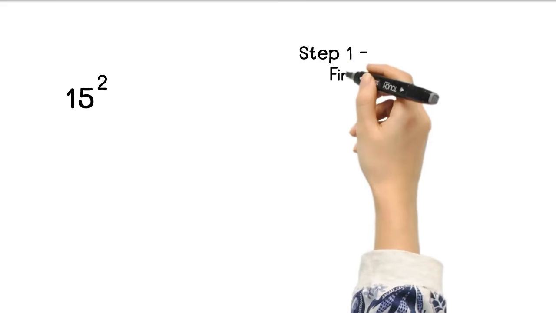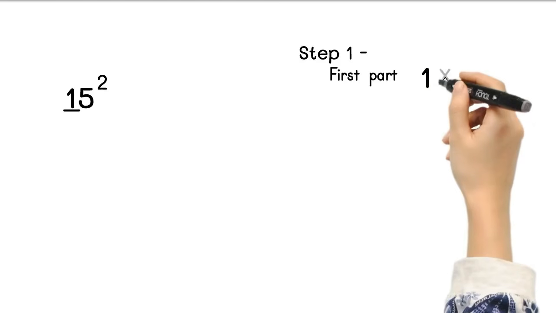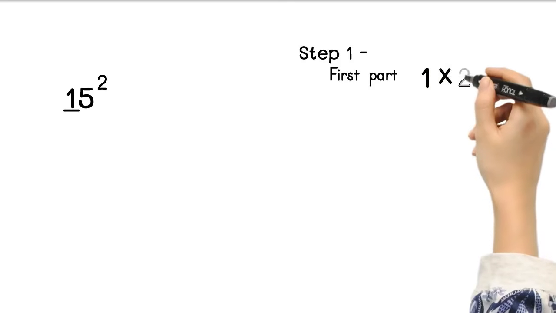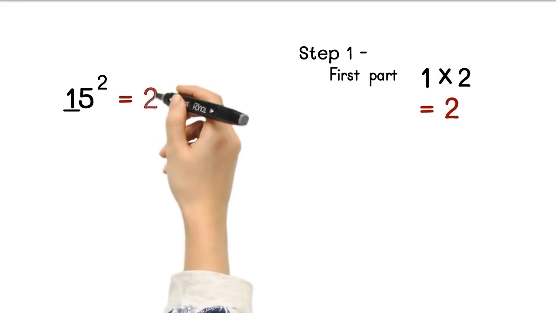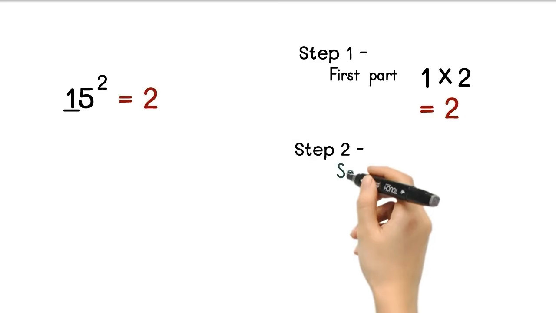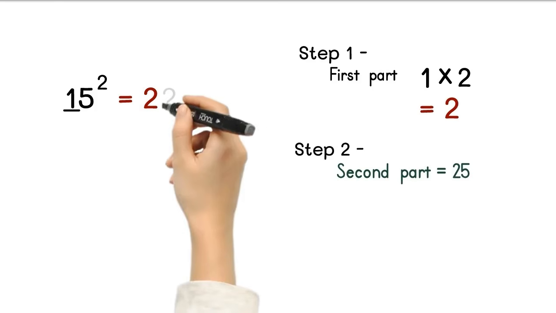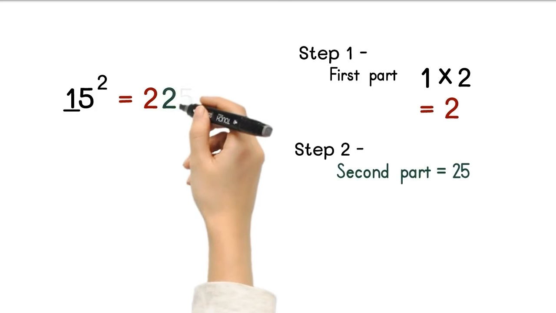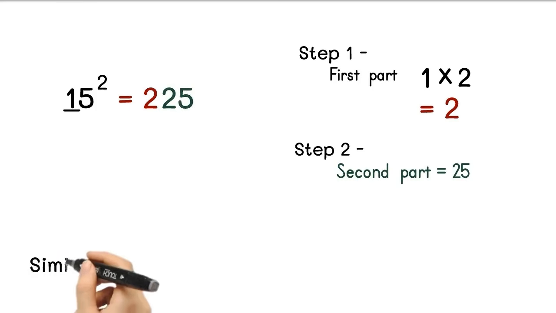Step 1. To get the first part, multiply the tens digit 1 by the next higher number, which is 2. So 1 multiplied by 2 equals 2. So this is our first part. Now let's move to the next step. In the next step, we need to find out the second part of it. So the second part is always 25. It is 5 square. So the square of 15 will be 225.